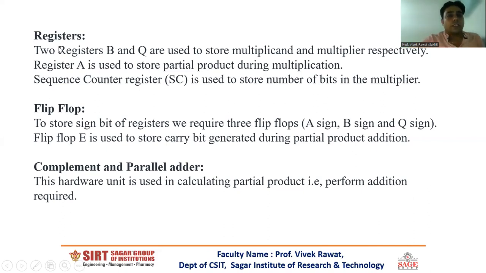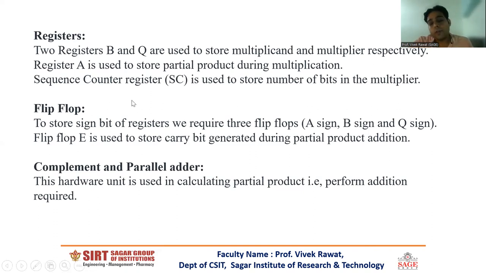First of all, registers. What is the definition of a register? We all know a register is a very small part of memory. Two registers, B and Q, are used to store the multiplicand and multiplier respectively, and register A is used to store partial products during multiplication. Sequence counter is used to store the number of bits in the multiplier.